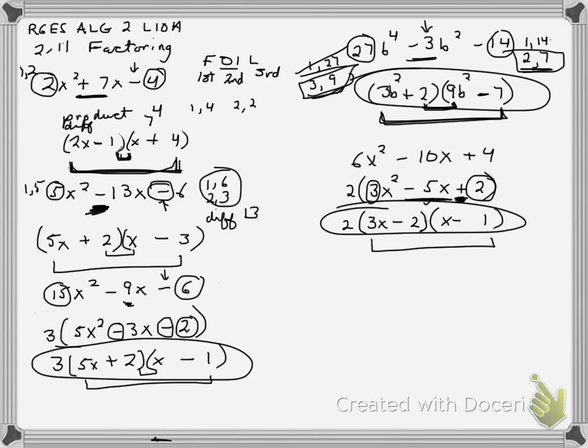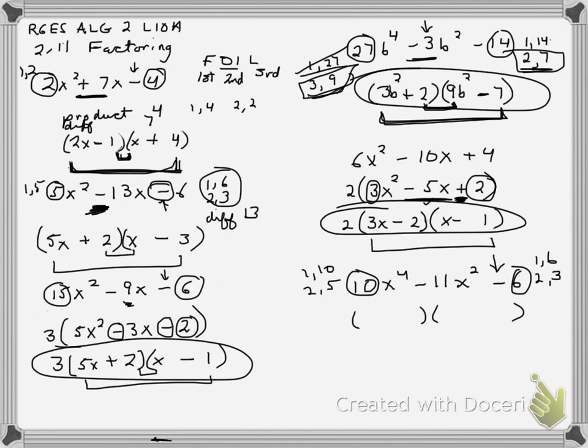Let's see, that was number 10. Let's just do one more. And of course, you're going to have lots of practice on your own as you work these out. No common factor here, so I'll have possibilities of 1 and 10, 2 and 5, possibilities of 1 and 6, 2 and 3, and I need a difference, because they're going to be opposite signs, of 11.